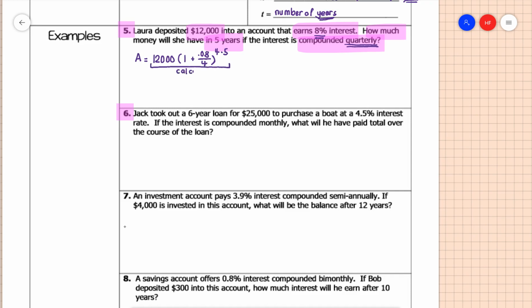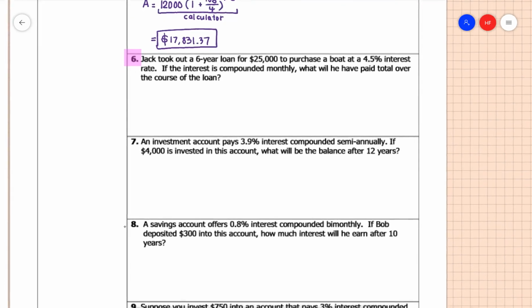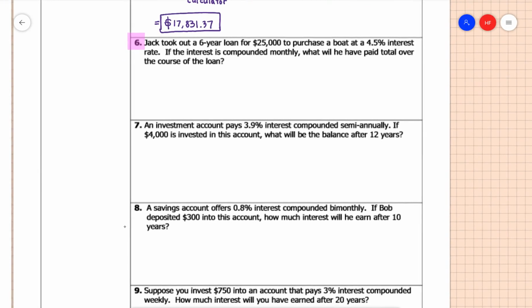Again, all of that in the calculator. So putting all of that straight into the calculator exactly as it is, with that fraction in there and everything, we get a value of 17,831 with 37 cents. So if Laura deposits $12,000 today, in 5 years she'll have $17,000. And we're going to do number 6 as well.